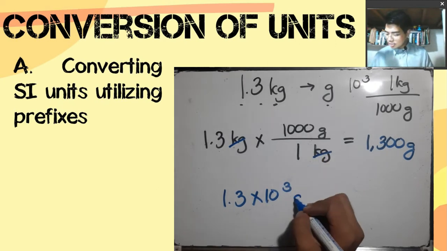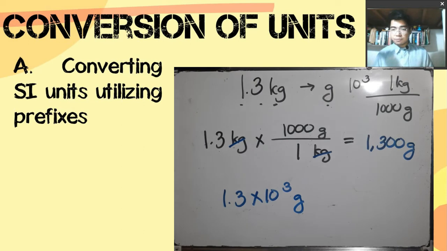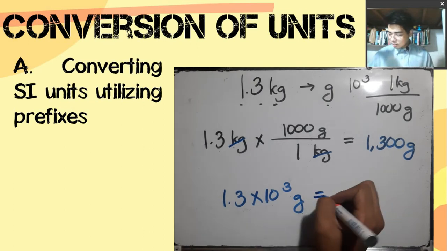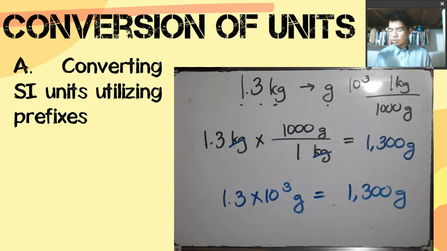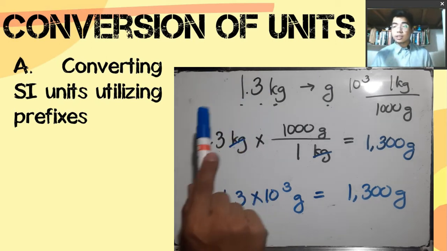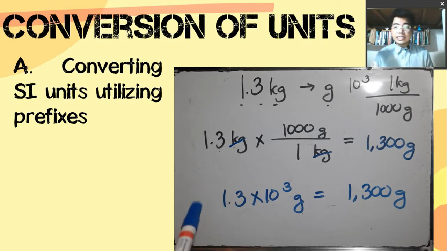Okay, since this is our value, then you're going to have 1,300 grams also for your answer. Why is this the case? Because the value of the one that you want to convert is definitely larger than the product unit. So that is for the first one, converting SI units utilizing prefixes. That is for the first step.